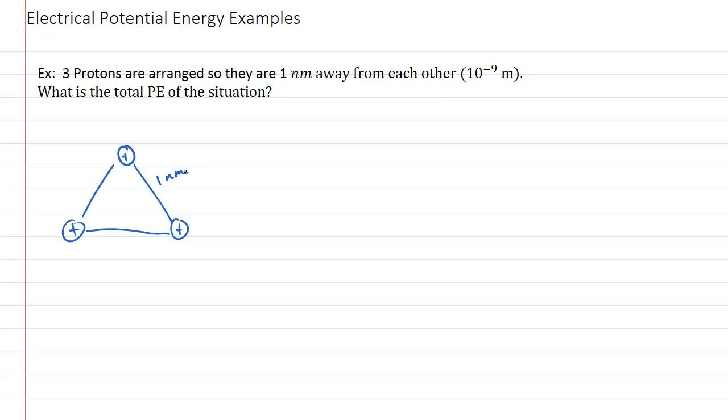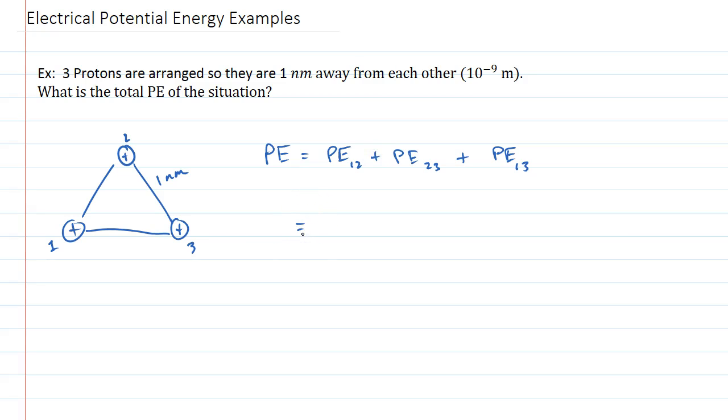Alright, and to find the total potential energy, you need to find the potential energy between every pair of them. So let's call this 1, 2, and 3. That means the potential energy, a lot of people write between 1 and 2, potential energy between 2 and 3, and then the potential energy between 1 and 3. And the nice thing is you could just add them up.